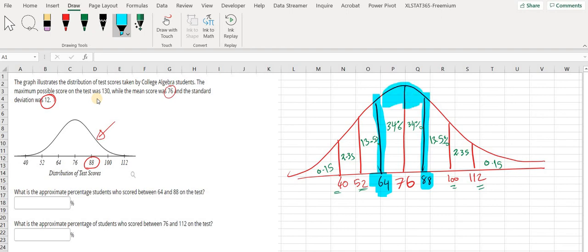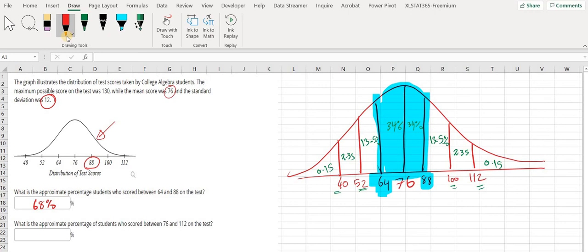So if I add anything in between that, that's going to give me exactly the percentage of students who scored between 64 and 88, and that is 68%. So this answer right here is going to be 68%. I added 34 and 34, and I got 68%.